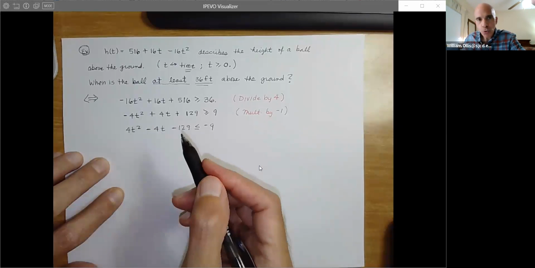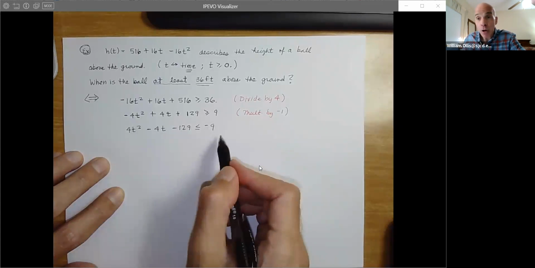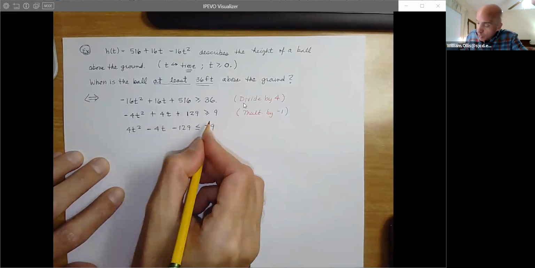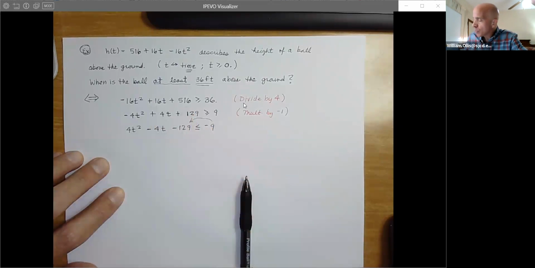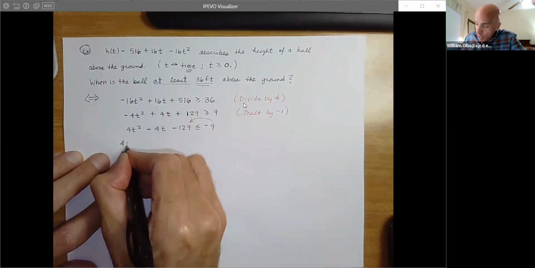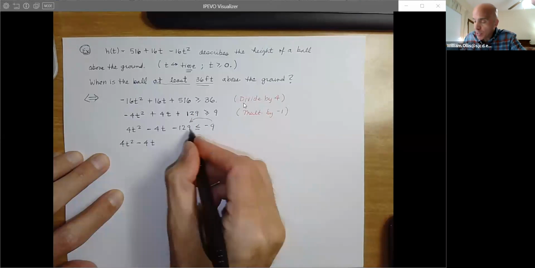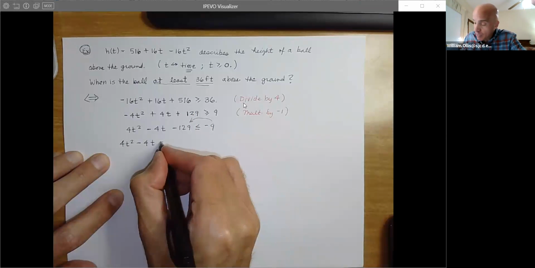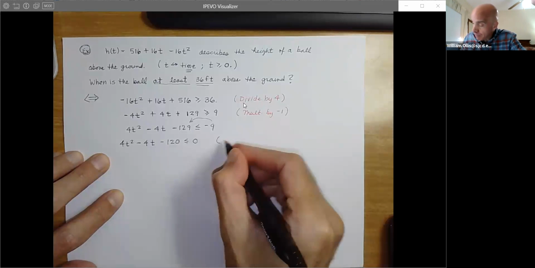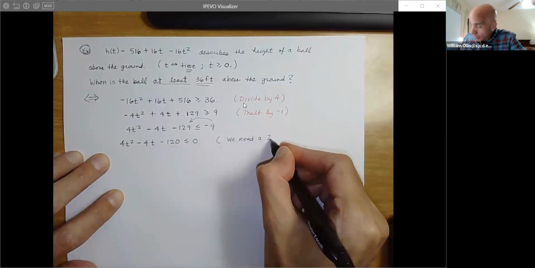Now, just like we did yesterday, we know when we solve these more elaborate inequalities, we need to get a 0. So we need to get everything on one side. So you can just remind yourself by saying we need to transpose. And I know we do that without thinking about it, but it's important to remind ourselves. So we get 4t squared minus 4t. Now, of course, if we add 9 to the -129, that gives us a -120. And now we have the 0.